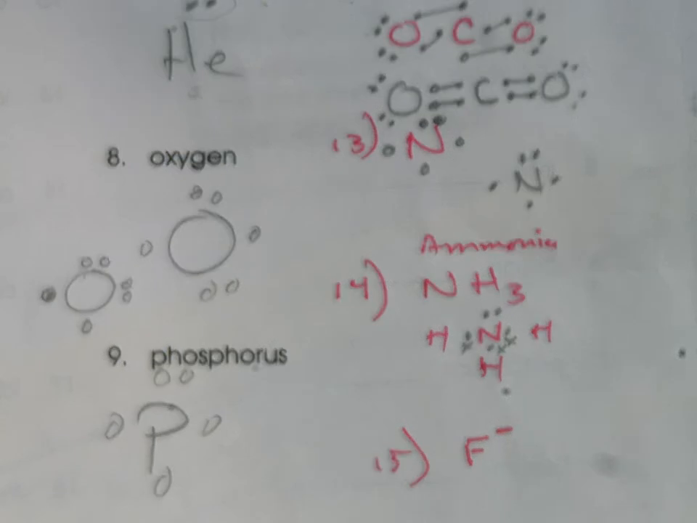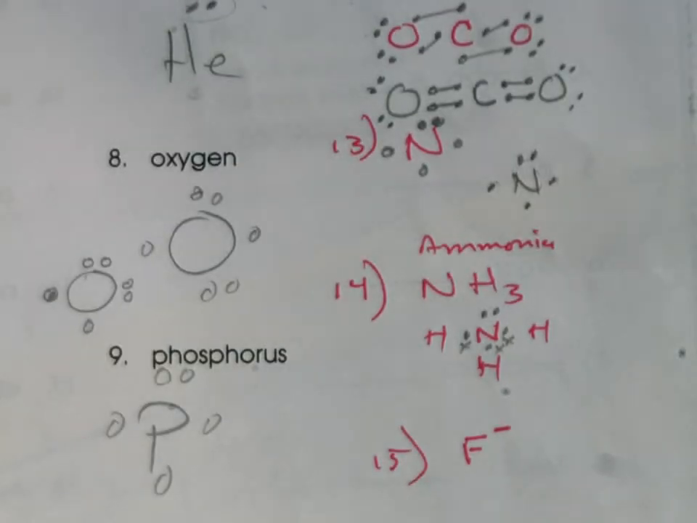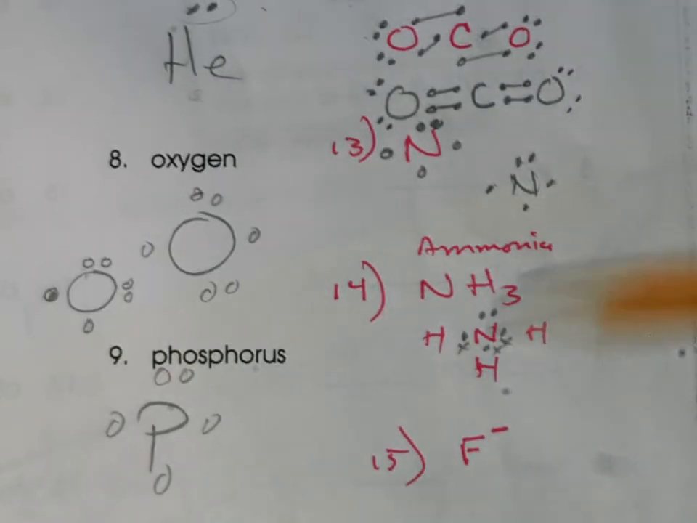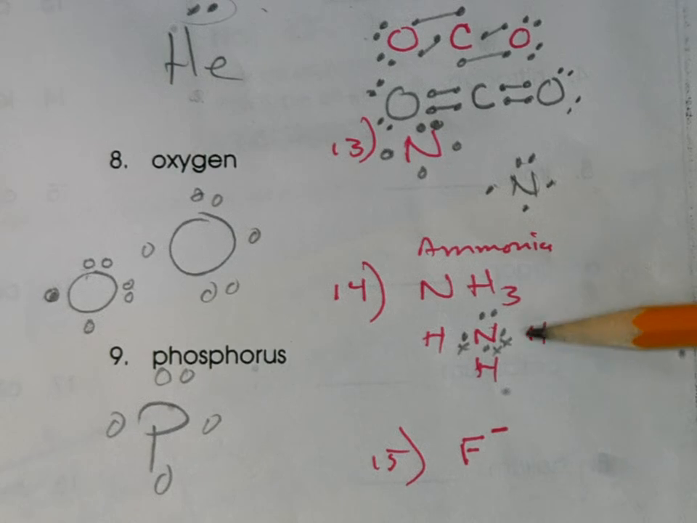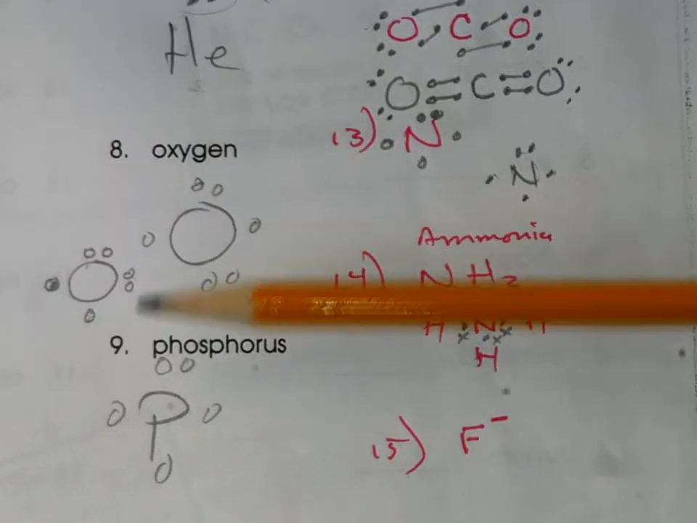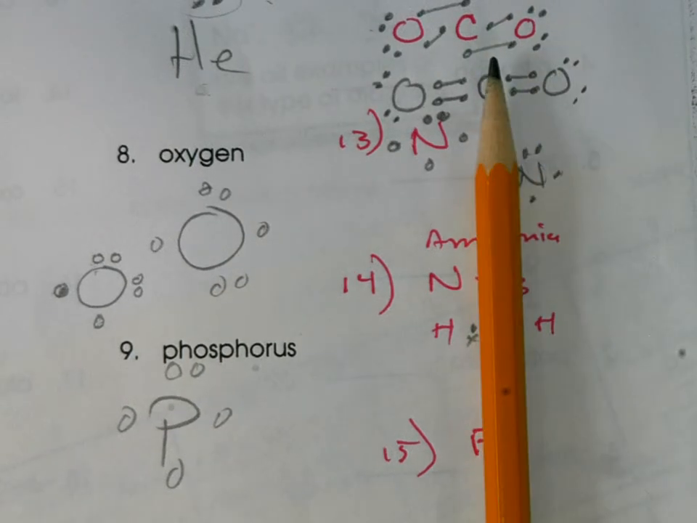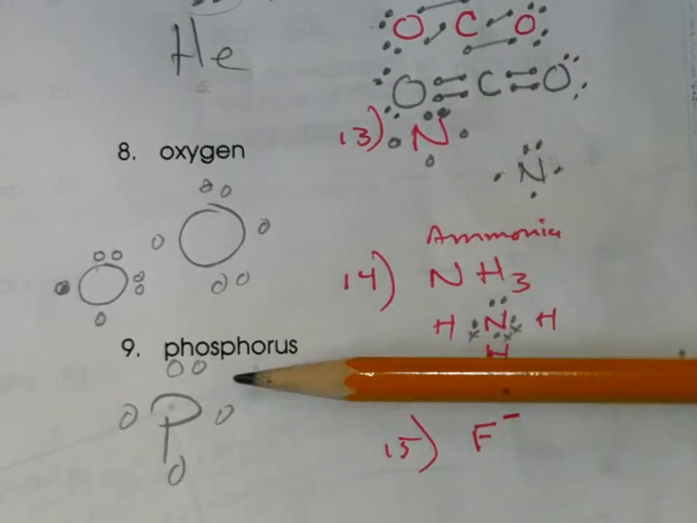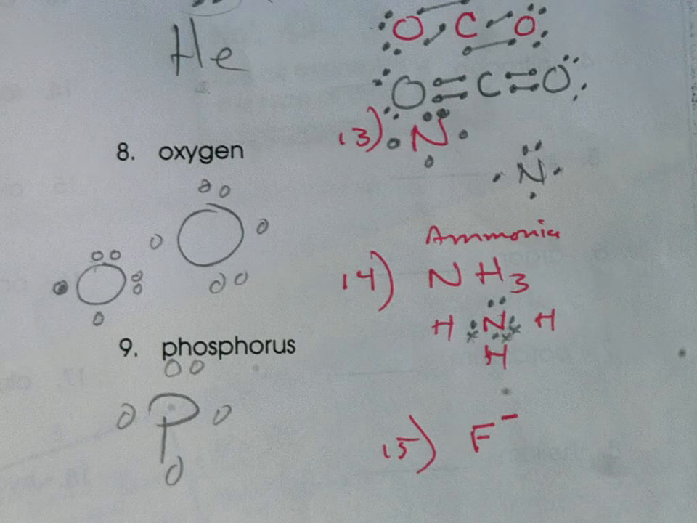Okay. So we've got our nitrogen here. It thinks it's got 8 electrons, and each of those hydrogens thinks they have 2. Each of those hydrogens thinks they're helium, and this one thinks it's neon.